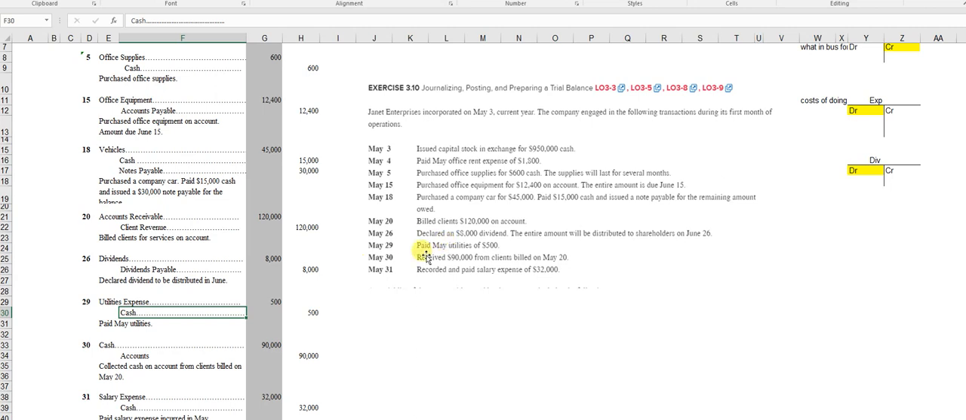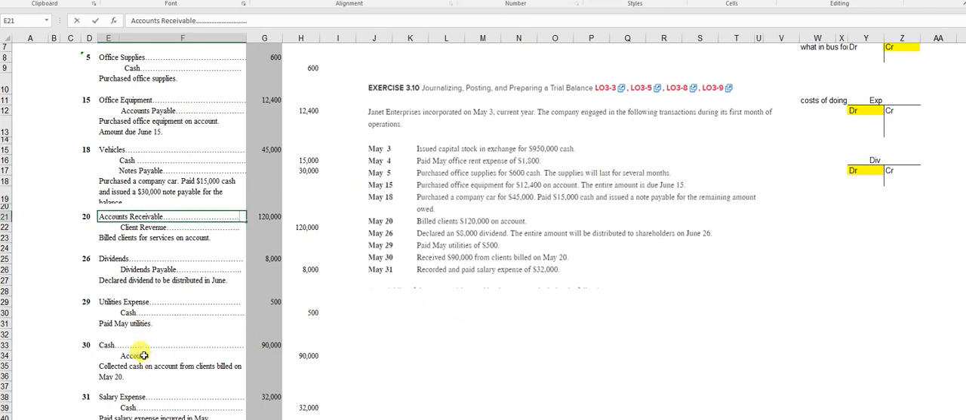Next one, I received $9,000 from clients billed on May 20th. Notice I billed them on May 20th. So whenever I see that, I want to go back and look at my May 20th entry, and you can see that I set up an accounts receivable from this. Now I'm collecting on that accounts receivable, so I take it out of accounts receivable.